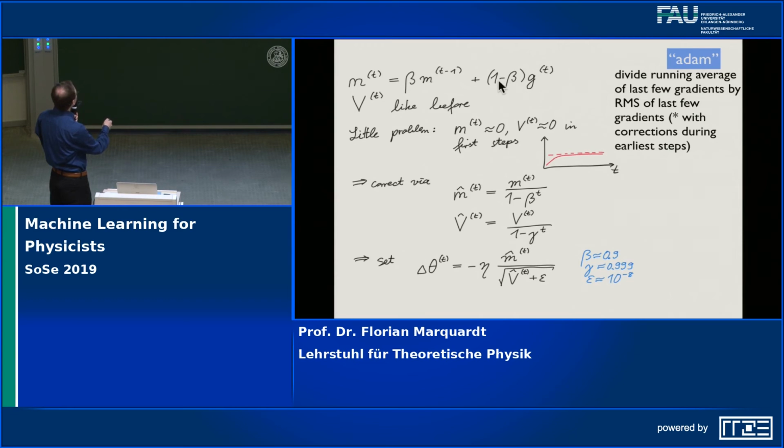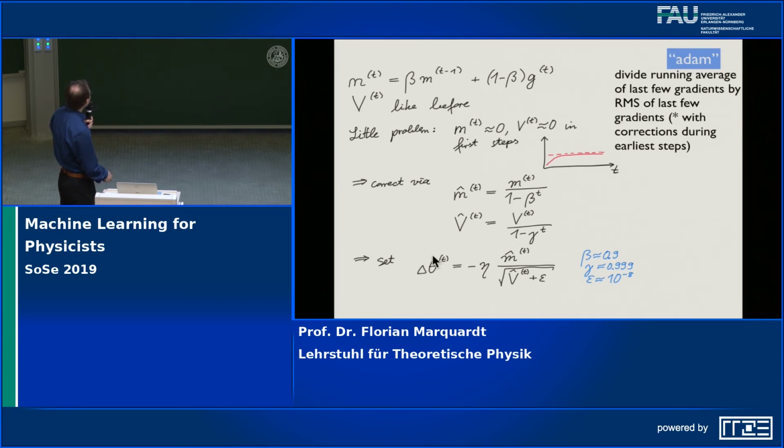Now I have another parameter that I call beta. Again, it's a number less than 1. I take the old value of the mean gradient, beta times the old m, plus 1 minus beta times the new g. And so as a consequence, this m will effectively be not the present value of the gradient g, but something like an average over the last few g, slowly fading away. The v, the variance estimate, is like before. And then basically you do an update like here.